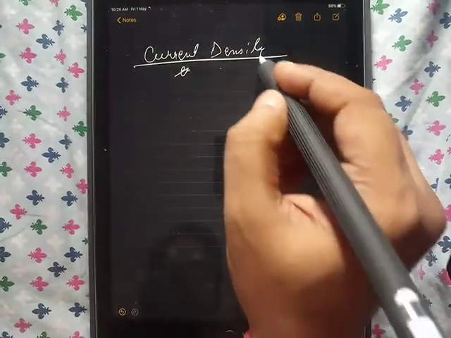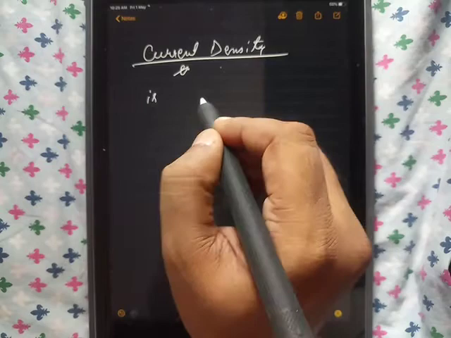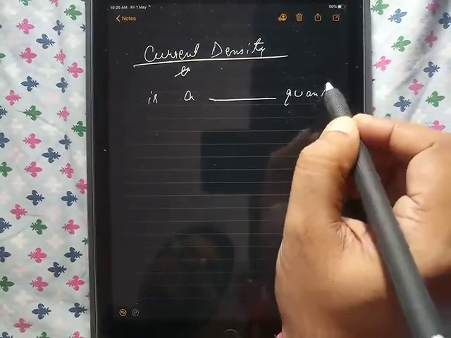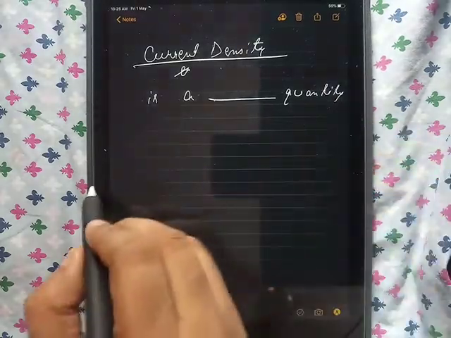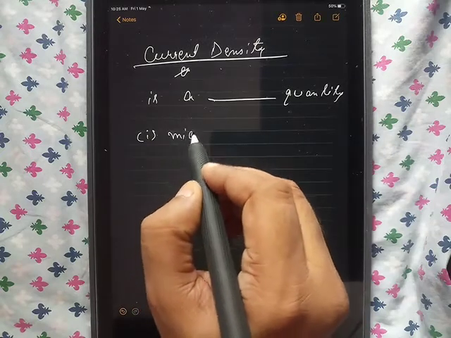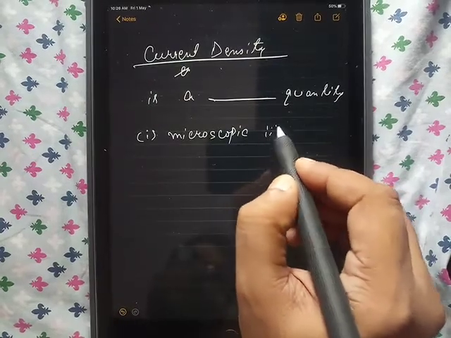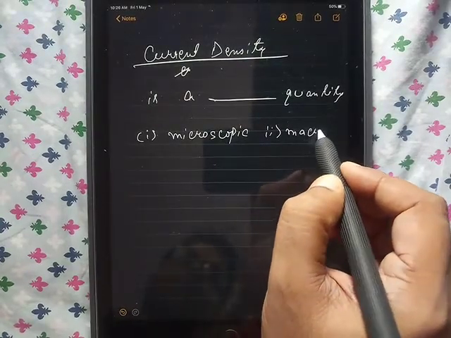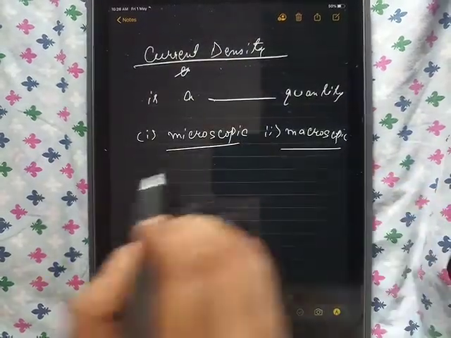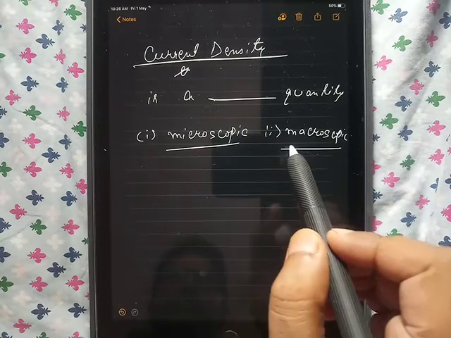Okay, tell me one thing. If it is given, current density is a dash quantity. Point number 1. Options are microscopic or macroscopic. Actually, we have already discussed macroscopic quantity.